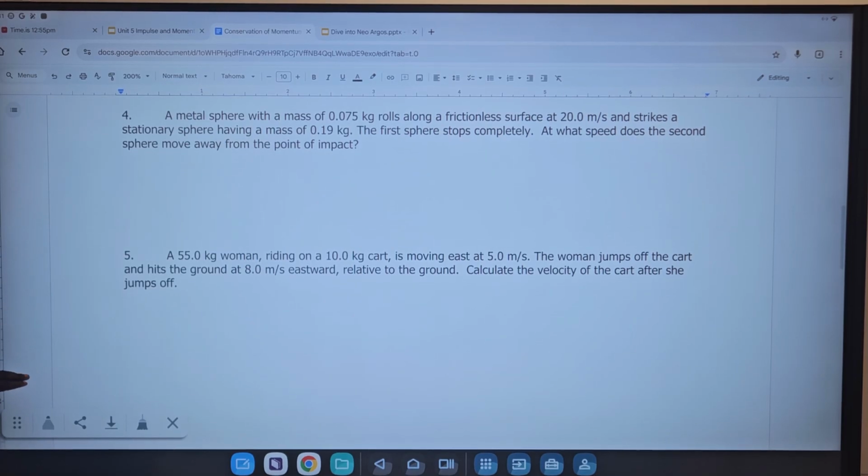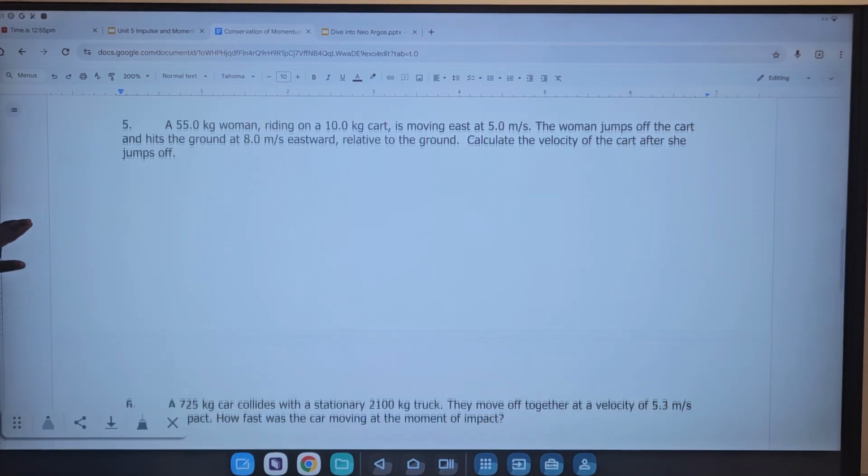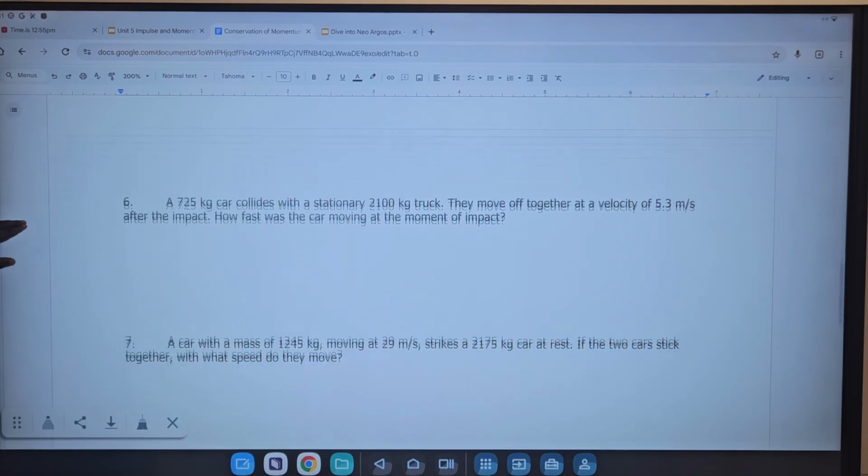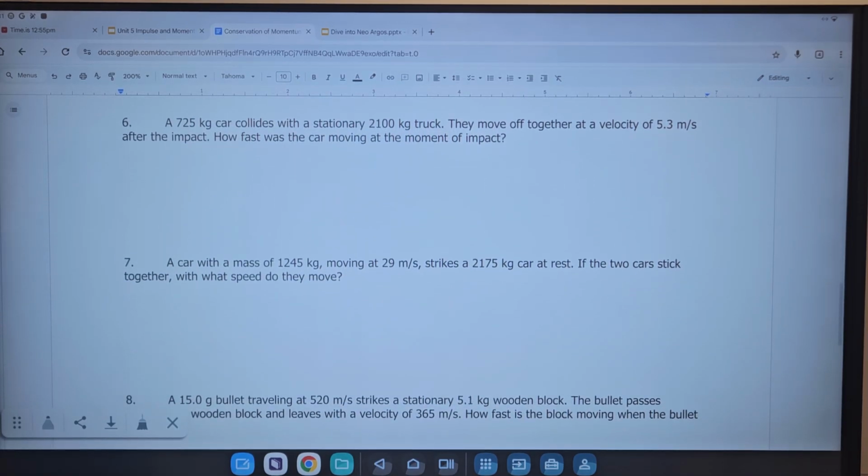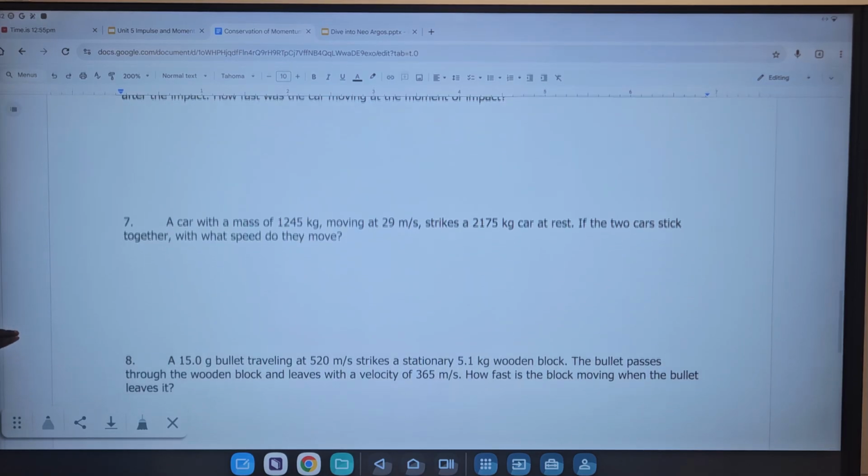And of course, just pause it as you need so that you can solve them. They require the same equations we used earlier. And just make sure you have them written down.